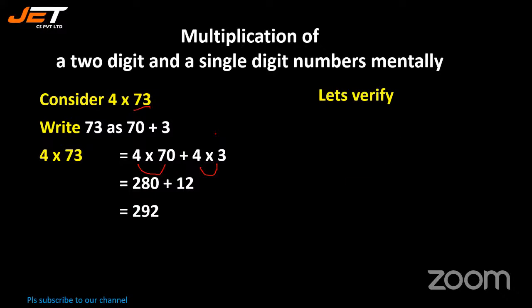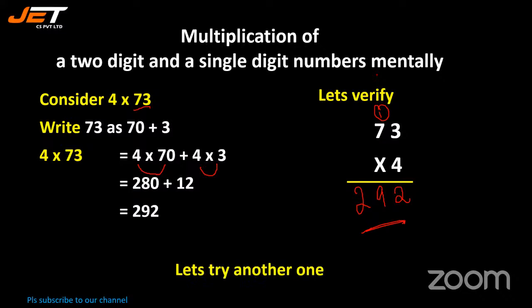Let's check. Let's verify. 4 times 3 is 12. 1 here, 2 here. 4 times 7 is 28. 28 plus 1 is 29. 292 is the answer. Now we'll try the other one.